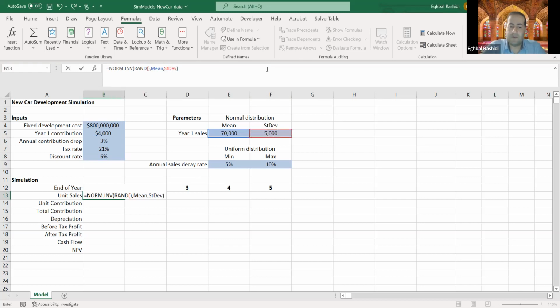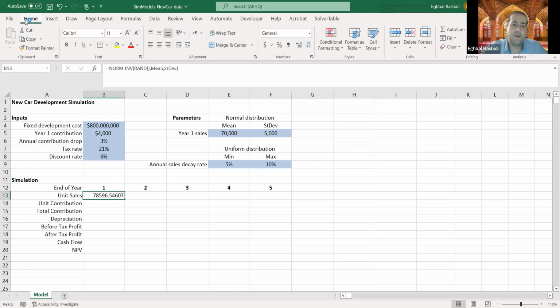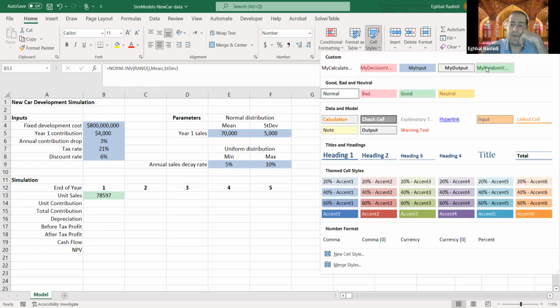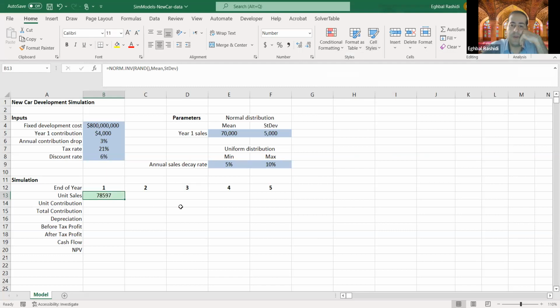So this is going to give us the unit estimation for sale in the first year. Okay, so I'm going to make this a whole number. This is actually a random variable, so I'm going to use the random variable style for it.